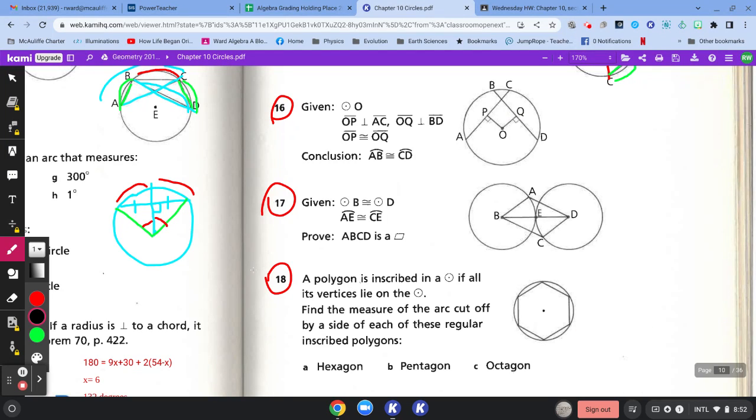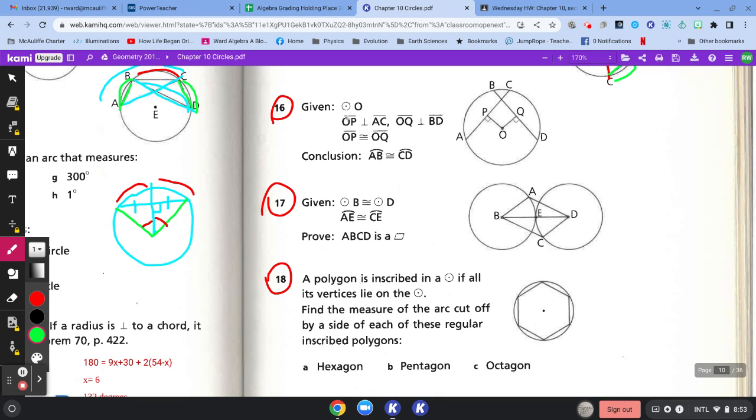Hey, this is Mr. Ward, and I'm going to talk about some more problems from chapter 10.3 on arcs and chords and central angles. I'm going to look at number 16 right now. So the first thing I want to do is simply identify some information on this one.